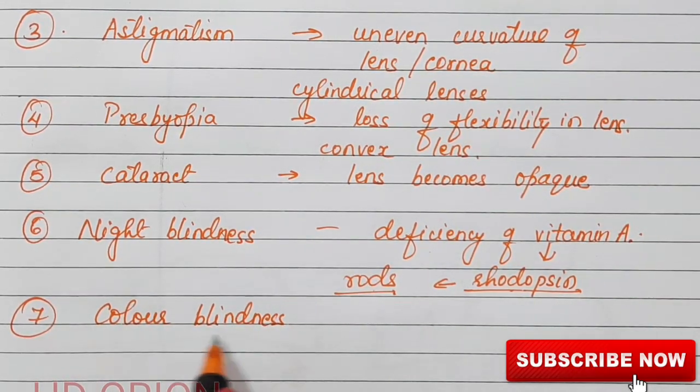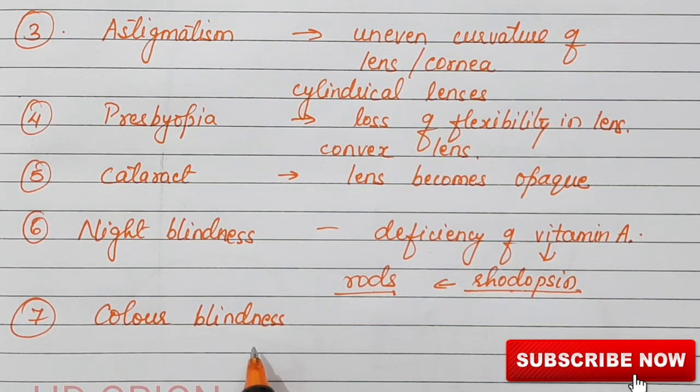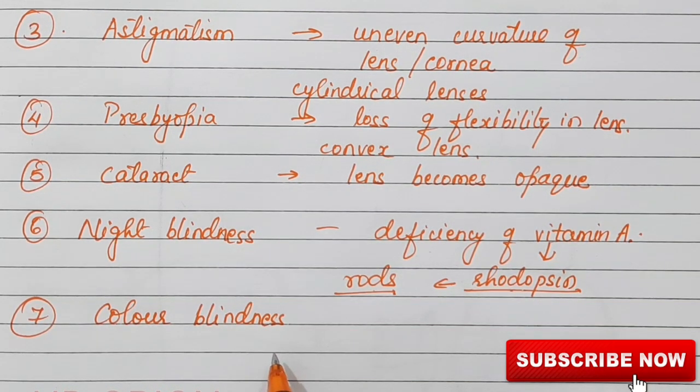And the last defect is color blindness. Color blindness is a genetic defect. This is present right from birth and it can never be rectified. It is the inability to differentiate between red and green color.